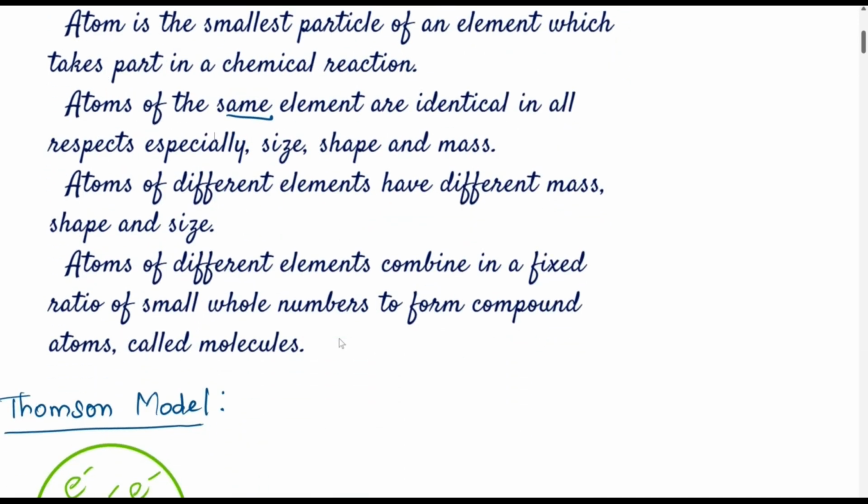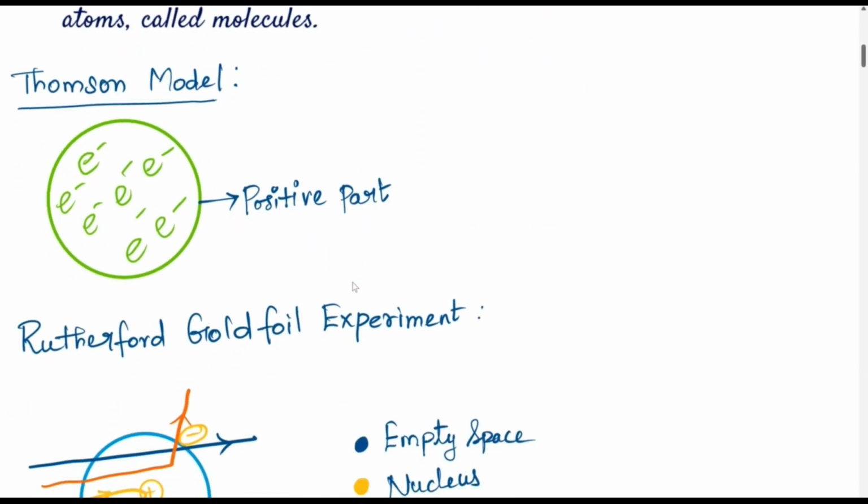Similarly, atoms of different elements combine in a fixed ratio. This is what we talked about as the law of definite proportion or constant proportion in chapter 1. They combine in a fixed ratio of small whole numbers to form a compound. Such combinations are called molecules, for example NH3, ammonia. So this is what Dalton's theory says, and after that the masses of the electron, proton and neutron came into the picture. I don't want to go into those theory details over here.